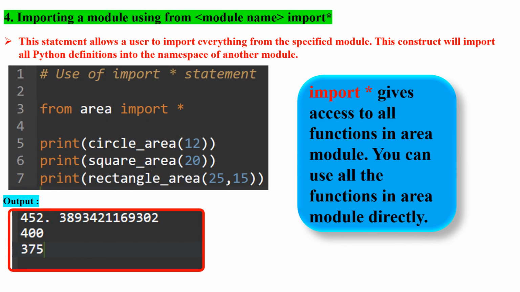Point 4. Importing a module using from module_name import star. This statement allows a user to import everything from the specified module. This construct will import all Python definitions into the namespace of another module. However, the use of this construct is not recommended much as it may result in namespace pollution. We may have several objects of the same name and the definitions can be overridden. Let's see an example. Import star gives access to all functions in the area module. You can use all the functions in the area module directly.